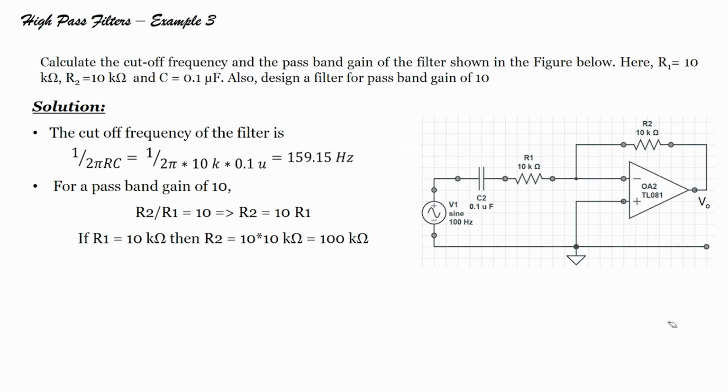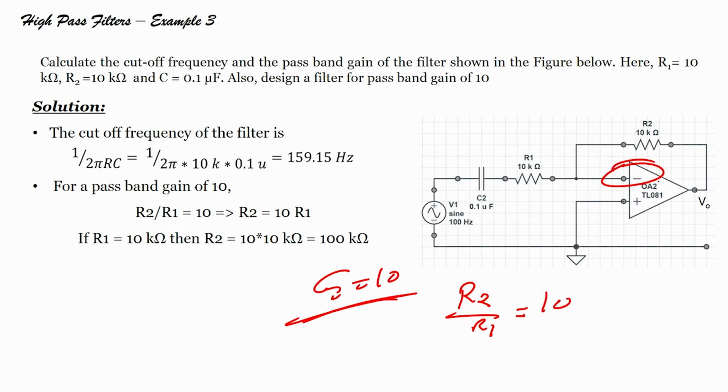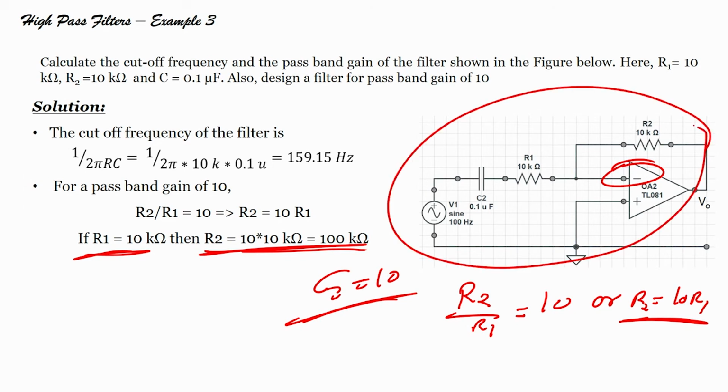The next question is for a pass band gain of 10, that is, I have a gain of 10, right. So, here it will be R2 by R1 equals 10, right. Why? Because it is an inverting amplifier. So, R2 by R1 equals 10, or R2 would be equal to 10 times R1. So, if I take R1 equals 10 kilo ohm, R2 would be 100 kilo ohm. Super easy to design, or to calculate the cutoff frequency given the circuit.